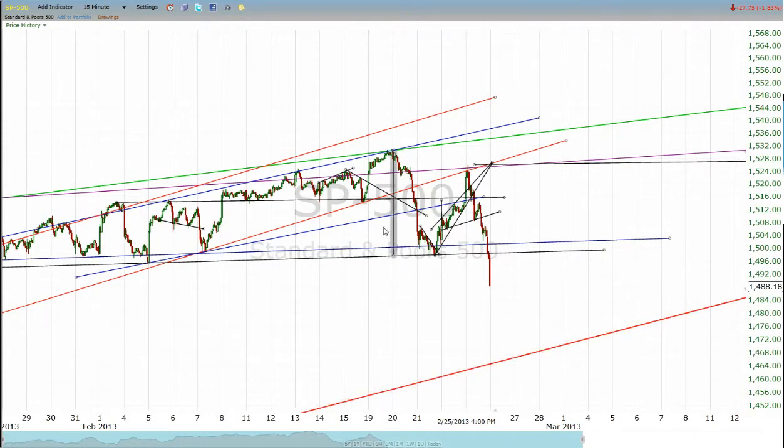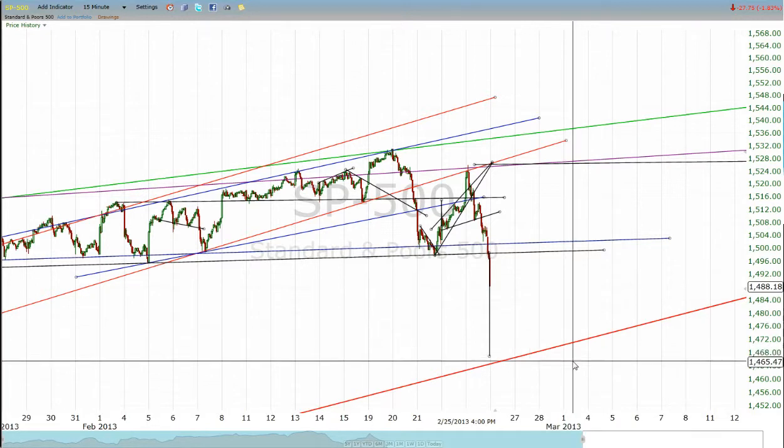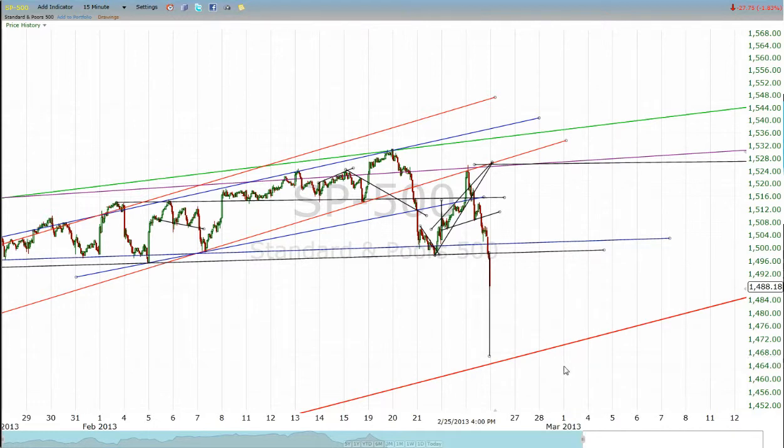Now, that expected target is if we measure from the depth of the head down to the neckline, and then we just add that on to wherever the market broke down. So in this case, we can clearly see that we have a target of around that 1466 area. Now, the fact that we have a target of 1466 means that if the S&P 500 is going to find support on this red line, it would have to do it fairly quickly.